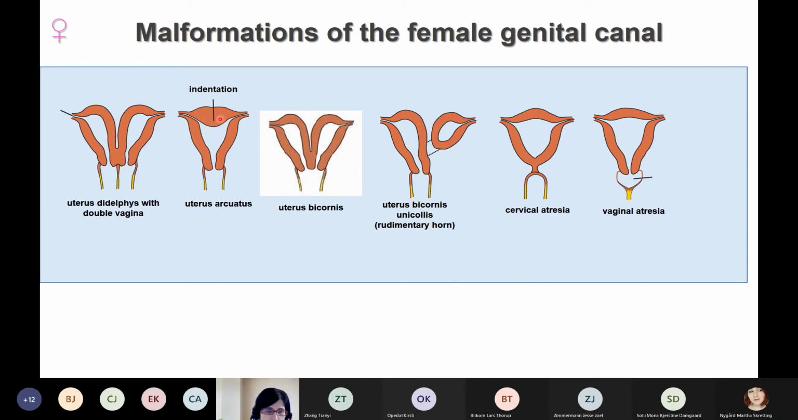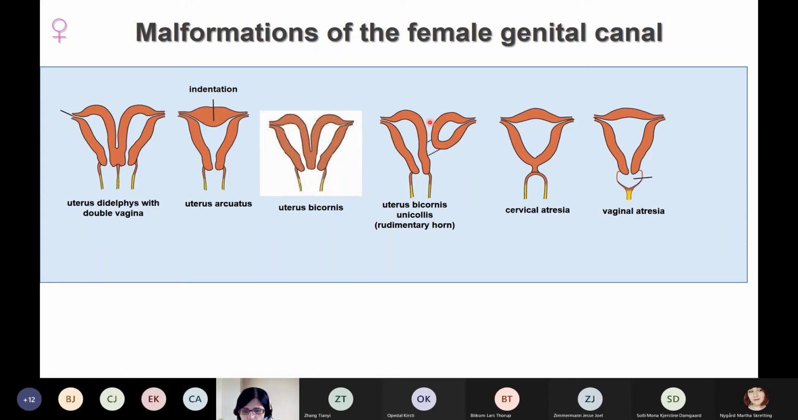It's simply a small tissue piece in the roof of the cavity. Then this is called the bicornuate uterus. This means that we have two horns of the uterus. It is the type when both horns communicate with the vagina. And we could also have this one, the uterus bicornis unicollis. It means that one of the two horns is rudimentary.